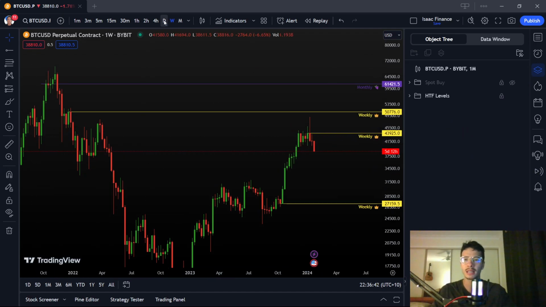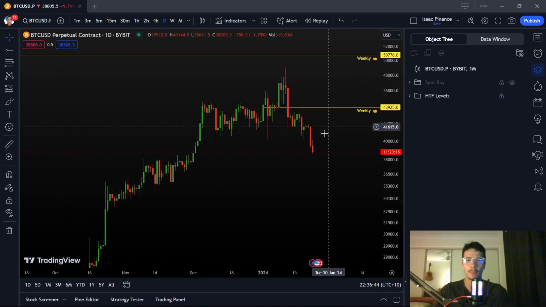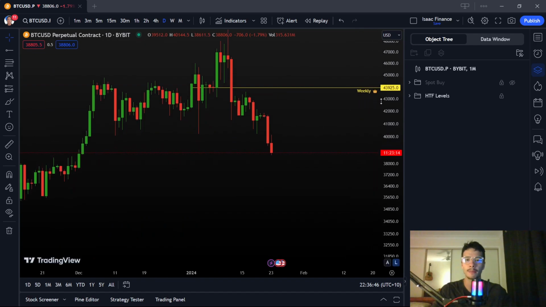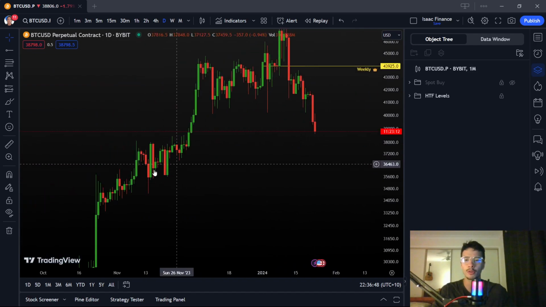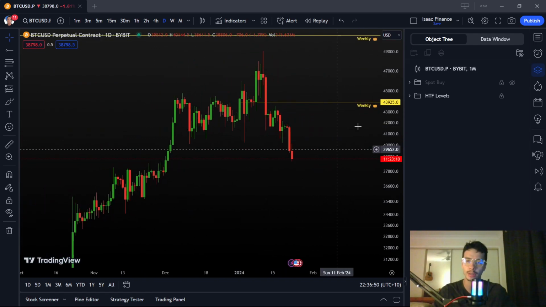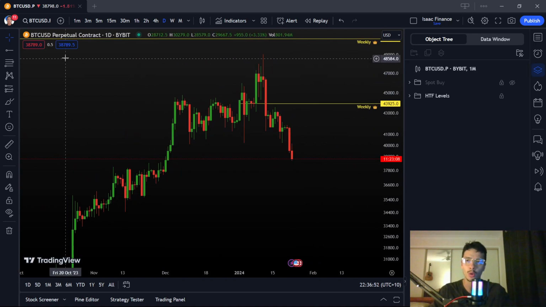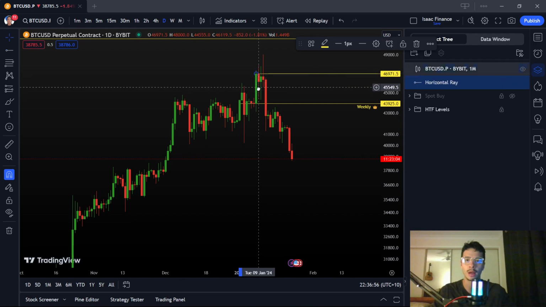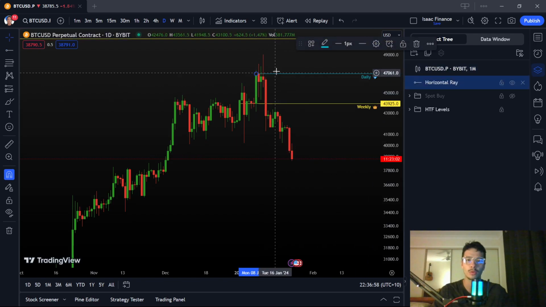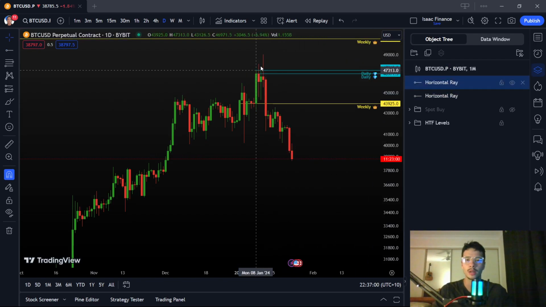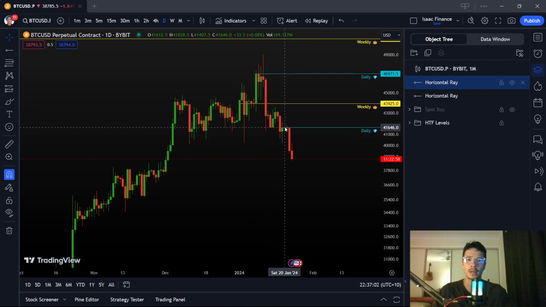Okay, next step is going down to the daily. So we've got that level up there, which is obvious. We've got a few levels down here, and I'll show you how I will primarily find my levels there. So what I will do is mark these few ones up here. So we've got that one up there. We've also got, as you can see, a few daily levels down here.